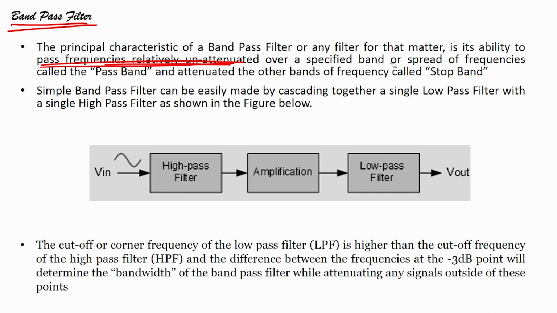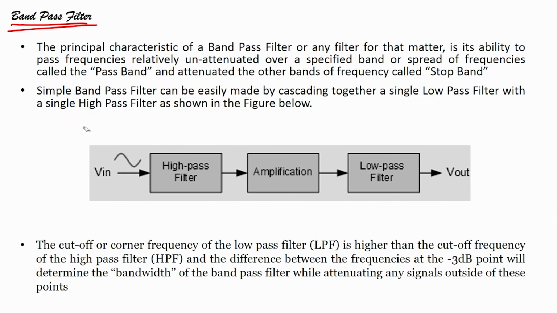Now a simple band pass filter can be easily made by cascading a single low pass filter with a single high pass filter. Super easy. If we know how a low pass filter circuit is and how a high pass filter circuit is, then by cascading a low pass filter with a high pass filter, we can design a band pass filter.